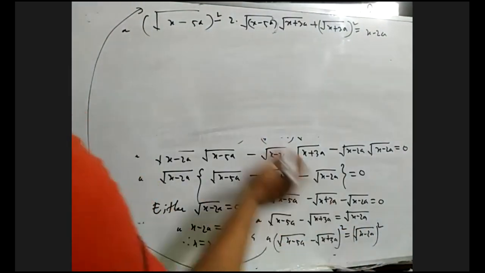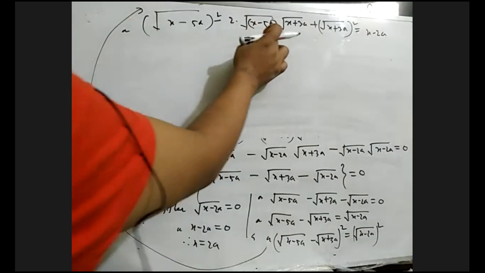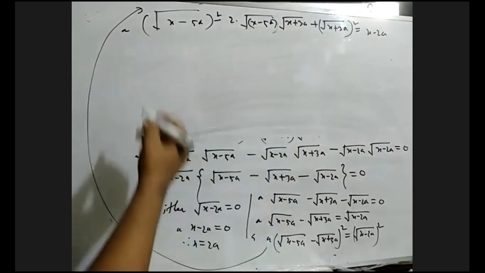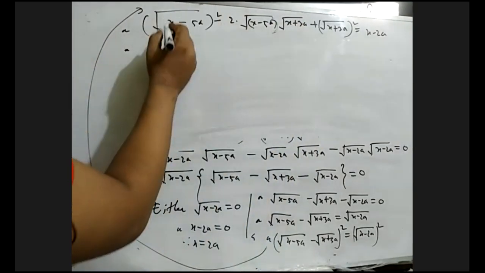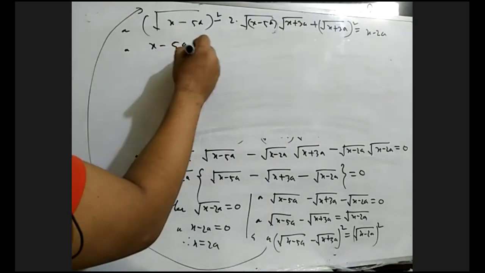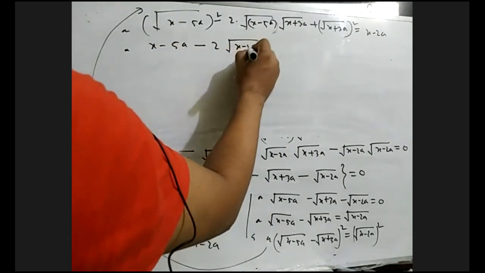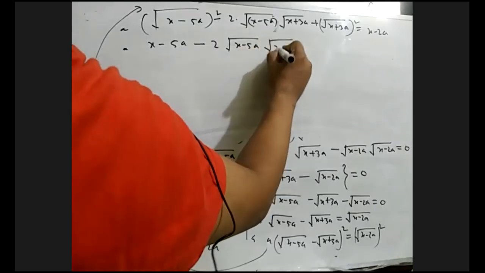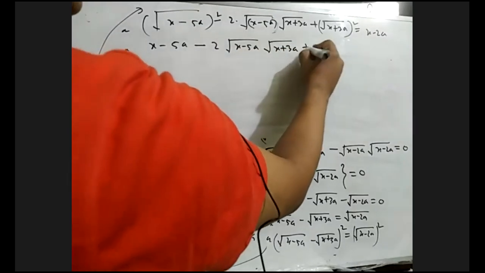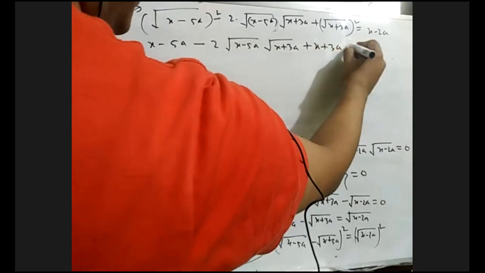And a minus b whole square formula is what? a square minus twice ab plus b square. So square and square root will be cancelled. Minus 2, and this will be x plus thrice a.